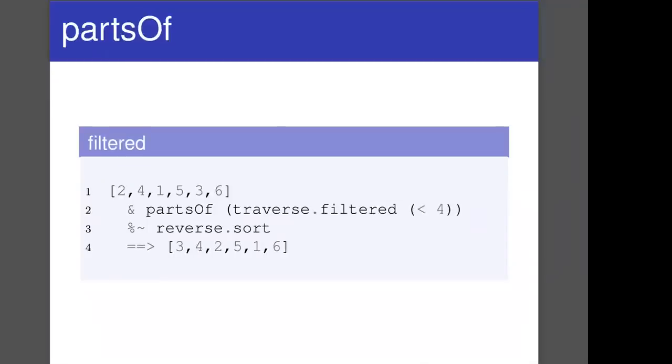So here's another little example. This time I get to use traverse only because I don't need to reference the indices. I want to look at every element in this list that is less than 4. I want to sort that and then reverse the sorted list. Just imagine trying to write this with plain Haskell. Whereas Lens lets me state declaratively exactly what I mean. All the parts of this list that are less than 4, I want to sort them in place and reverse them in place.